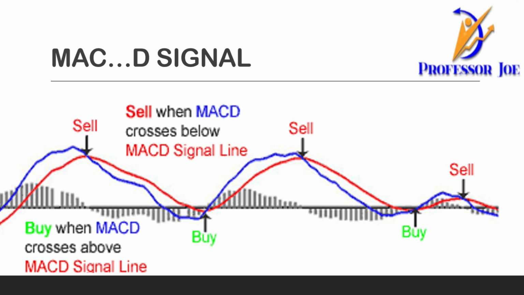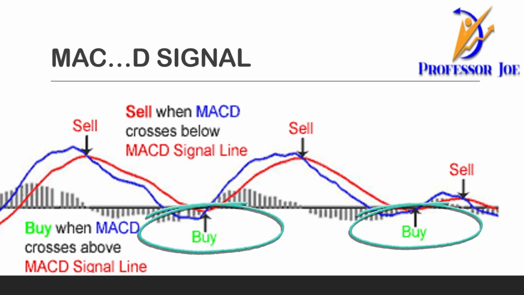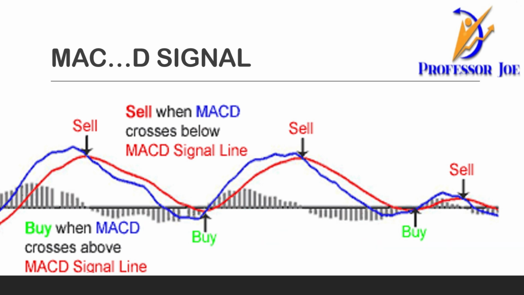Now, how do you take a buy or a sell call using MACD? Like you can see, when the blue line, that is the MACD line, crosses the signal line downwards, that is from top coming down, it is a sell indicator. And when the MACD line crosses the signal line from below going up, it is called the buy signal. Like you can see, there are three sell signals and two buy signals. Now, whenever these signals come, you can take a buy or a sell call as per the charts.